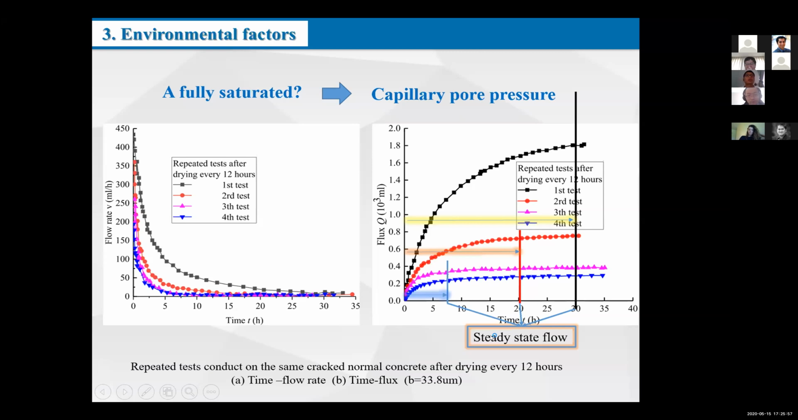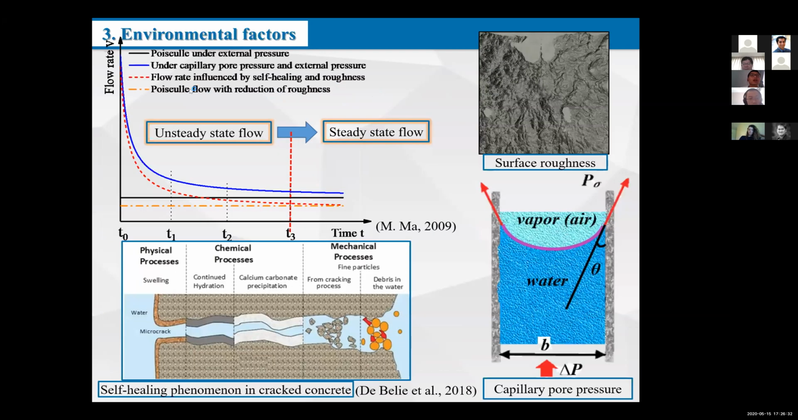Which means the former tests help the crack to become partially saturated, and then if the crack is under full saturation, the capillary pore pressure will be cut down to 0. It is all Poiseuille flow. However, even if the capillary pore pressure is cut down to 0, there will be a roughness influence. It will reduce the water flow through the crack.